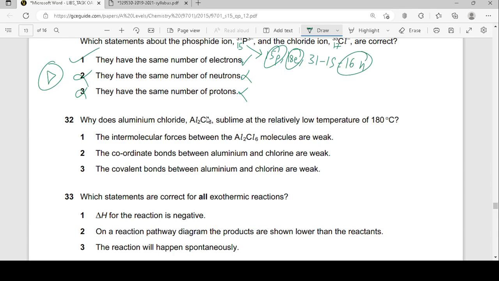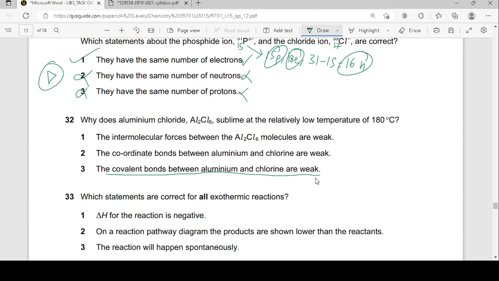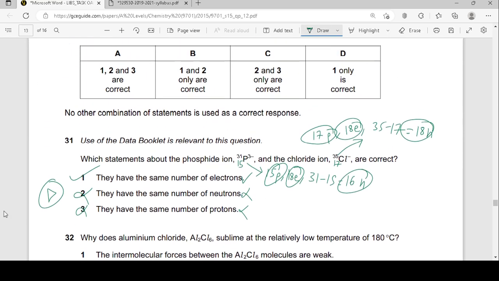Why does aluminium chloride, Al2Cl6, sublime at a relatively low temperature of 180 degrees Celsius? So, sublimation, they're talking about covalent bonds in this third one. The covalent bonds between aluminium and chlorine are weak, but sublimation is just a physical change. Sublimation goes both directions, right? Solid to gas or gas to solid. So we could talk about weakening or strengthening of IMFs, intermolecular forces, not about covalent bonds, right? So basically, 3 is wrong, which immediately means that option A and option C are out.